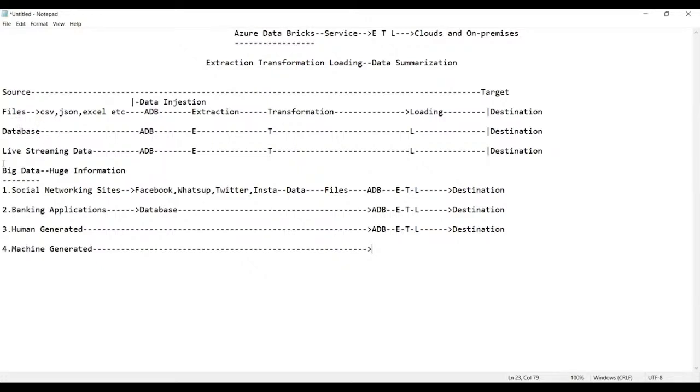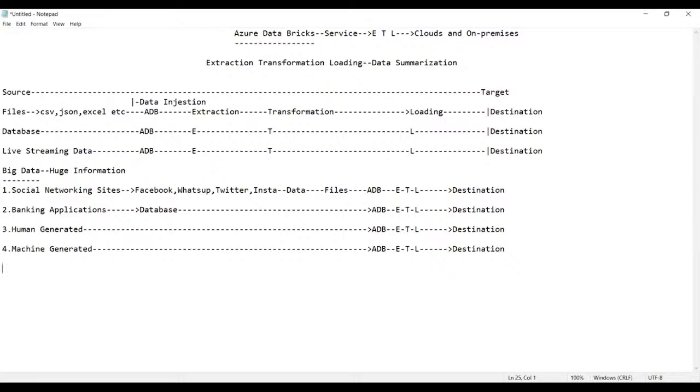Live streaming is a process where you get the live data. Again the same process through ADB, ETL. Ultimately, from here, the data will be sent to the destination.